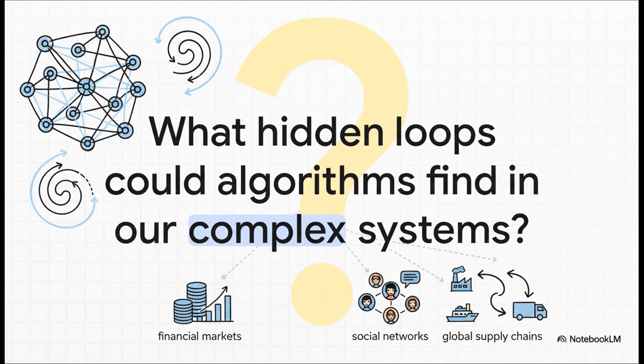And that kind of leaves us with one final thought. This is really about more than just finding paths on a map. At its heart, it's a method for finding hidden, exploitable loops in any system. Which really makes you wonder, doesn't it? What kind of hidden loops could an algorithm like this find if we pointed it at our own complex systems, like financial markets, social networks, or even global supply chains?